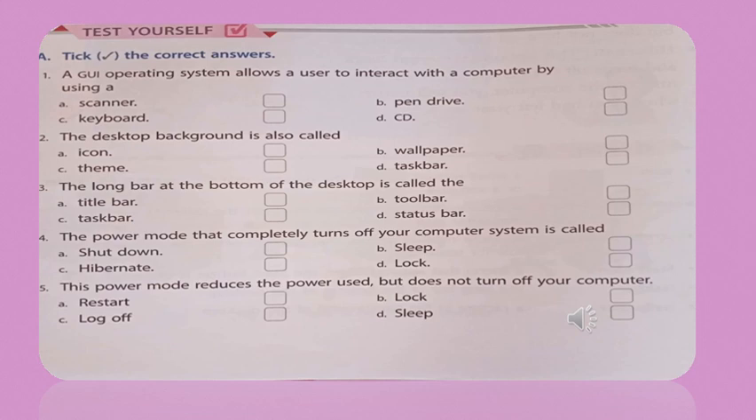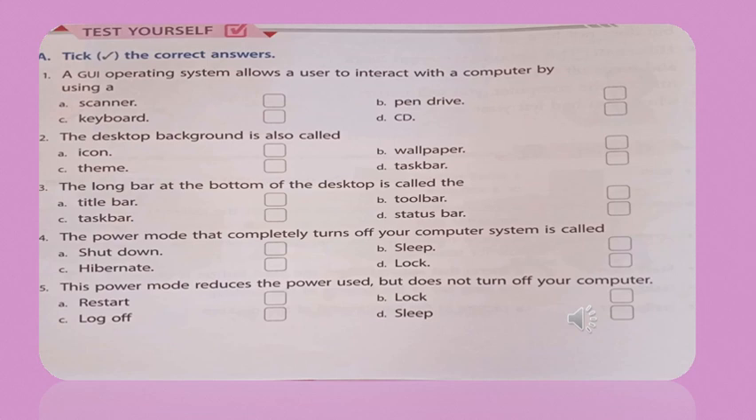Then second one, the desktop background is also called, options are icon, wallpaper, theme and taskbar. The answer is wallpaper. The desktop background is also called wallpaper. Then third one, the long bar at the bottom of the desktop is called, options title bar, toolbar, taskbar and status bar. The long bar at the bottom of the desktop is called the taskbar.